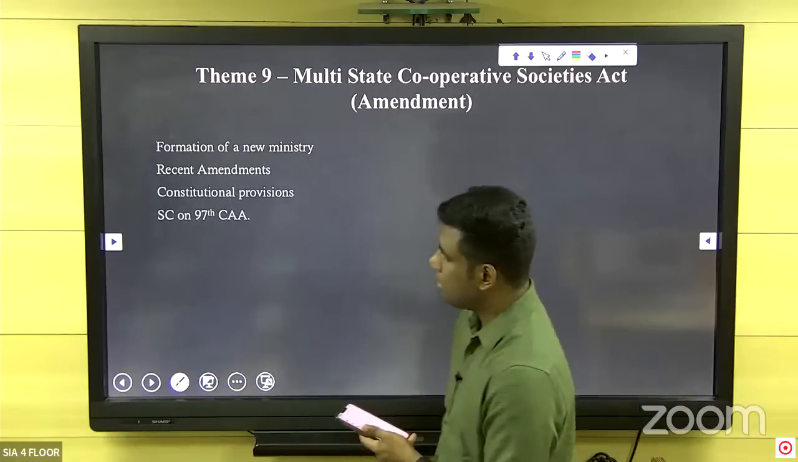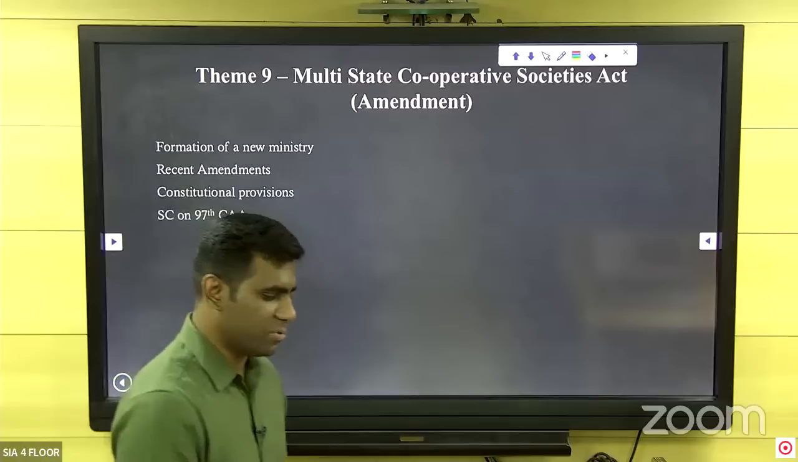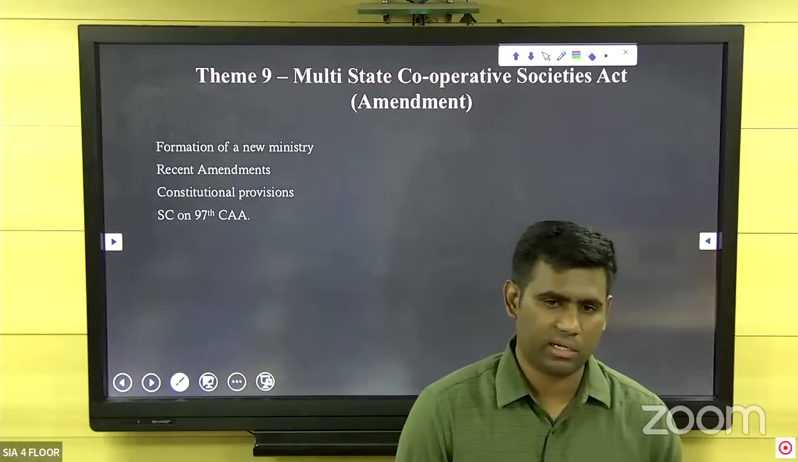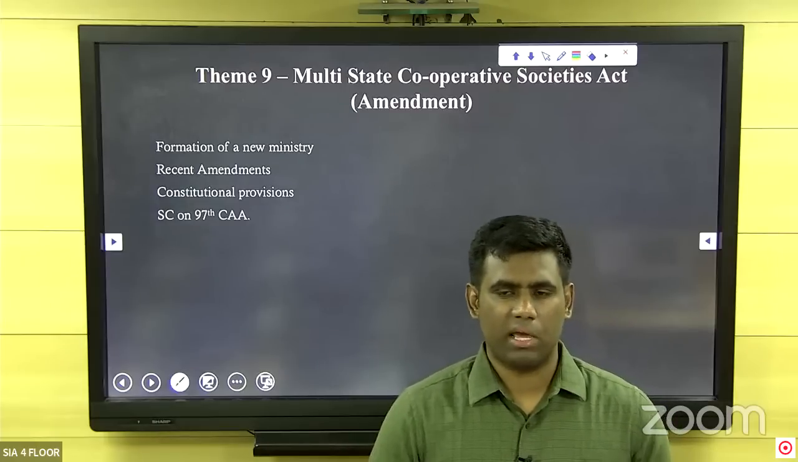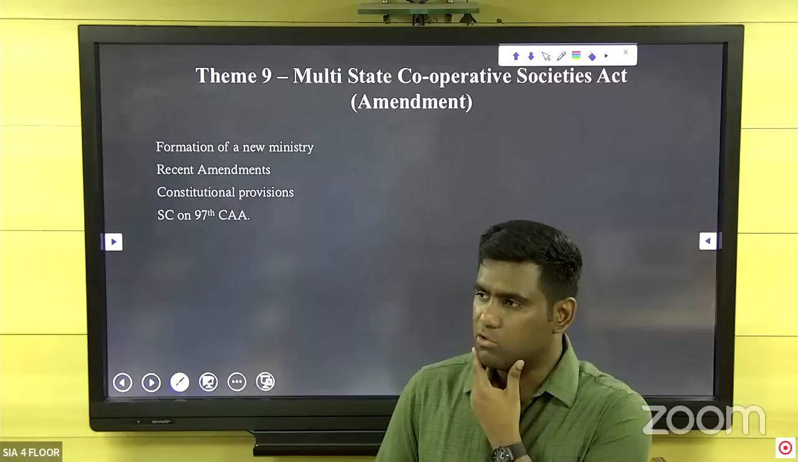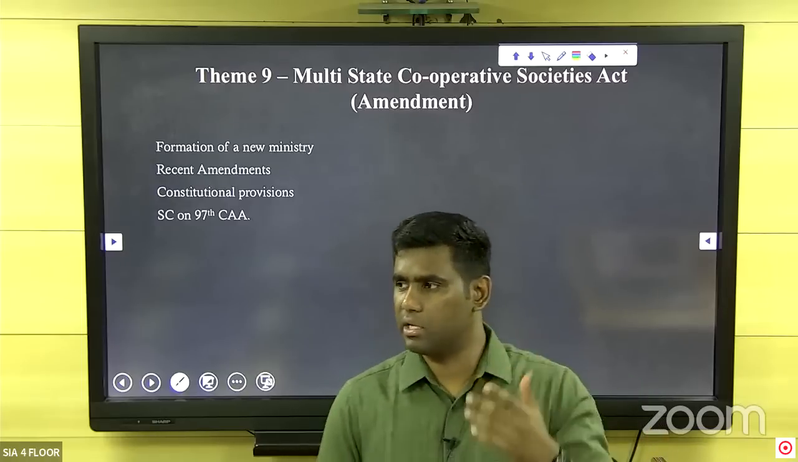Okay, this is regarding a recent amendment that was brought in. A bill has been introduced for the purpose. It is yet to be enacted and to receive the presidential assent. But a bill has been introduced to make changes to the Multi-State Cooperative Societies Act of 2002. Now that is to be amended.